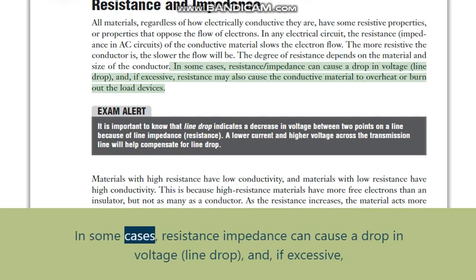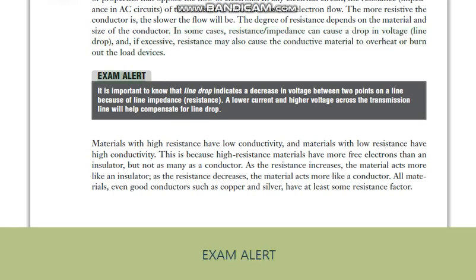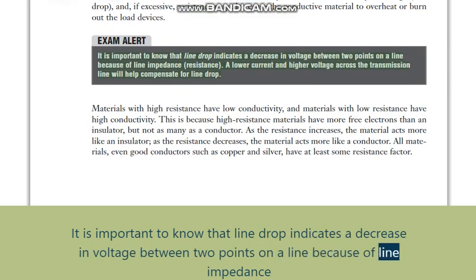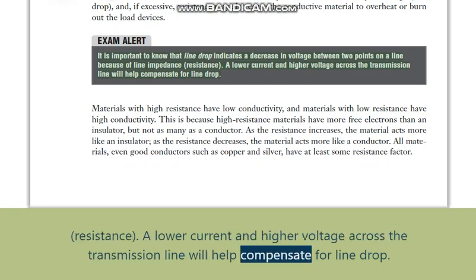In some cases, resistance or impedance can cause a drop in voltage, line drop, and, if excessive, resistance may also cause the conductive material to overheat or burn out the load devices. Exam alert. It is important to know that line drop indicates a decrease in voltage between 2 points on a line because of line impedance, resistance. A lower current and higher voltage across the transmission line will help compensate for line drop.